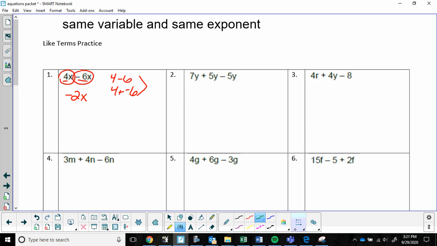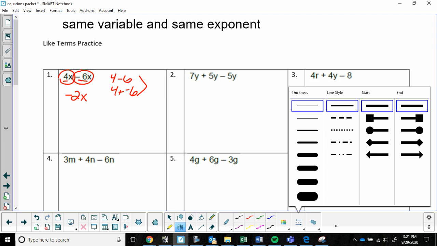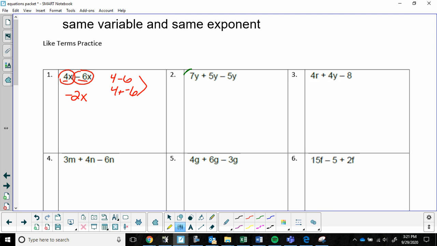All right, moving on to number 2. Okay, so we start with 7y, that's our first term, and we look at the next term, which is 5y. Y, same exponent, same letter, so it is alike. And then we look at minus 5y. That is also the same because the plus or minus, negative, positive is not what makes it alike. They all have a y and it's the same variable.